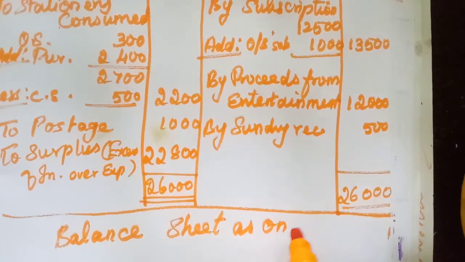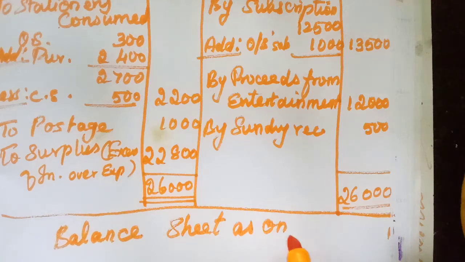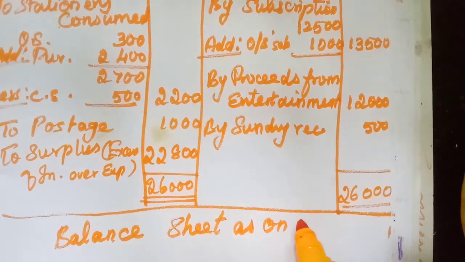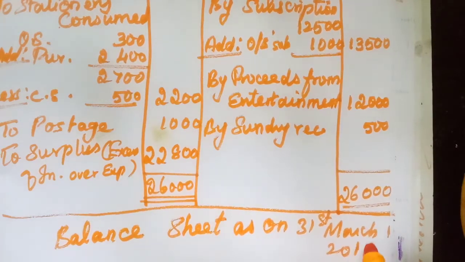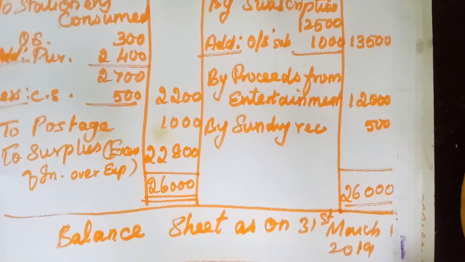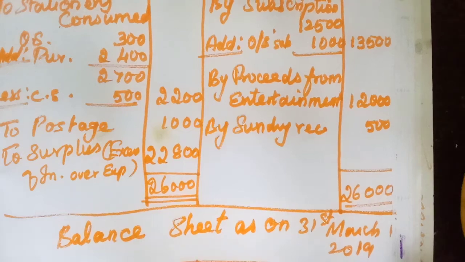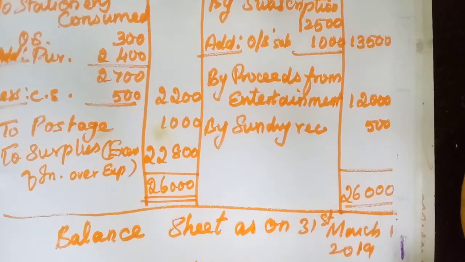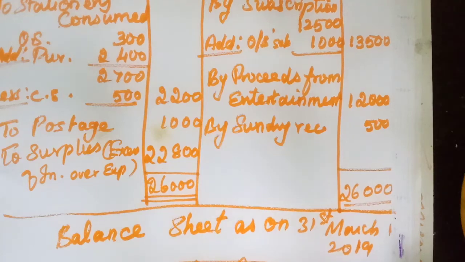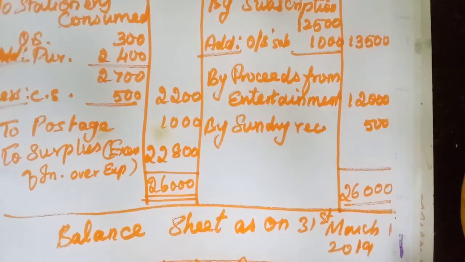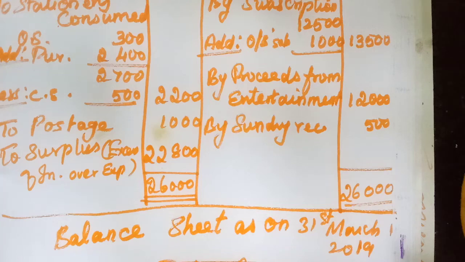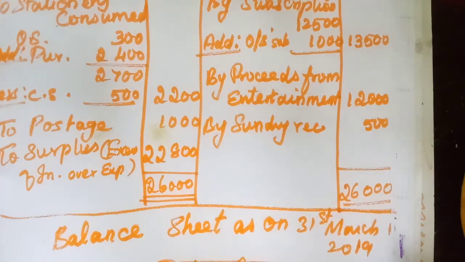Balance sheet as on 31st March 2019. Okay, assets rupees, liabilities rupees. Now again you have to come from the receipts and payments account. Okay, in the receipts and payments account, first one, payments will be on the asset side.